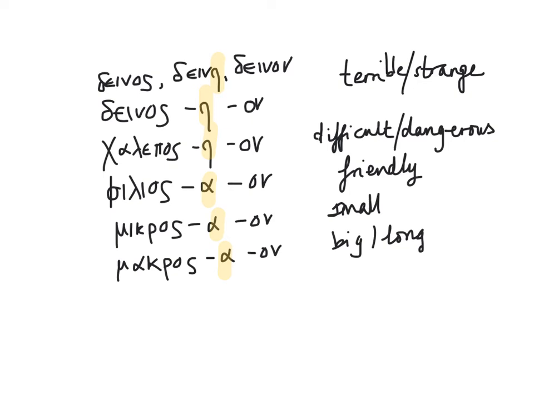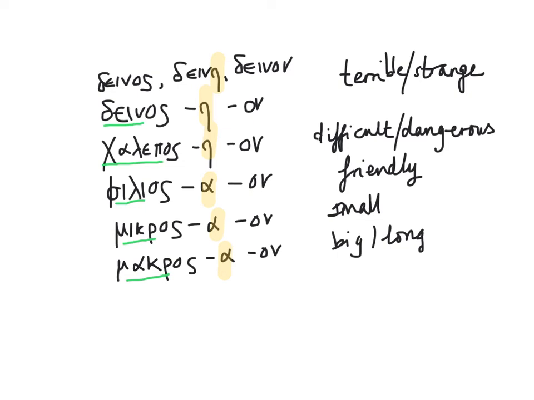If the stem of your noun or adjective ends in a consonant, deinos, for example, ends in a nu, chalepos, for example, ends in a pi, then the feminine will have an eta. If, however, the stem of your adjective or noun ends in a vowel or in the letter rho, then in the feminine form there will be an alpha. Now, as I have said, there are a couple of exceptions to this, but generally speaking this applies to nouns and adjectives.